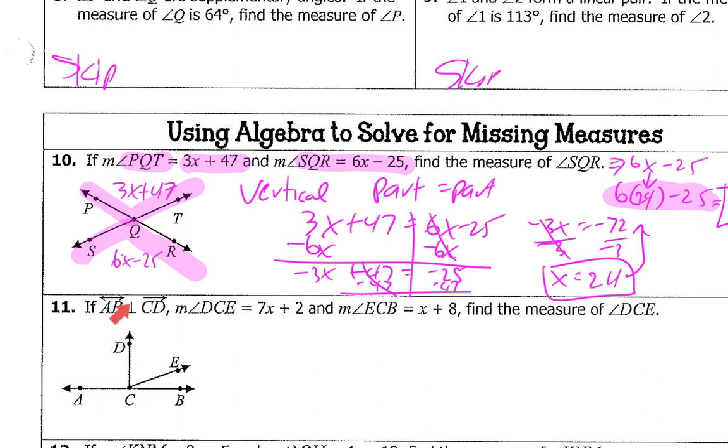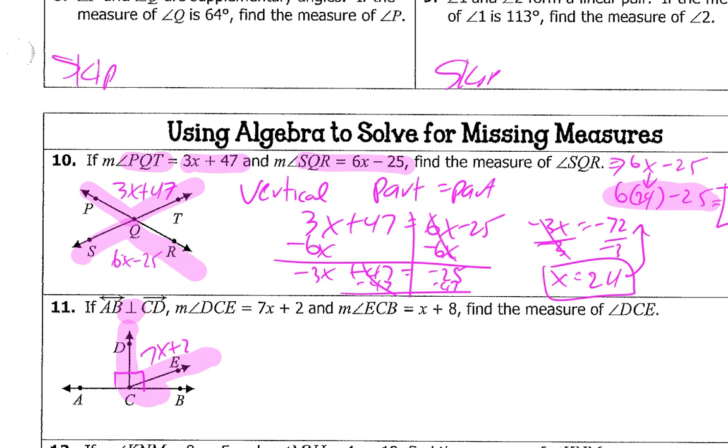It says AB is perpendicular to CD. Now, we haven't fully talked about that, but perpendicular means that those are 90 degrees, right? This one right here is 90 degrees. So if DCE is 7x plus 2, DCE, okay, that's 7x plus 2.